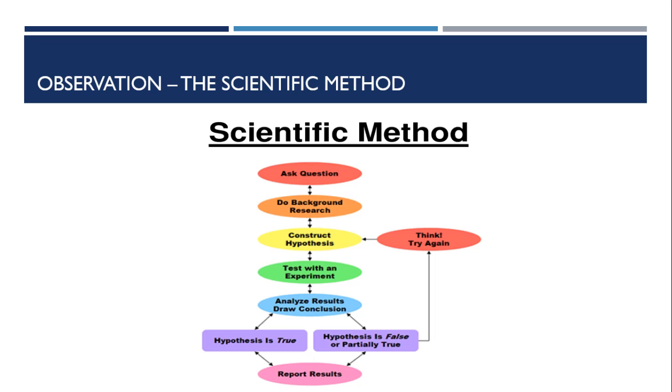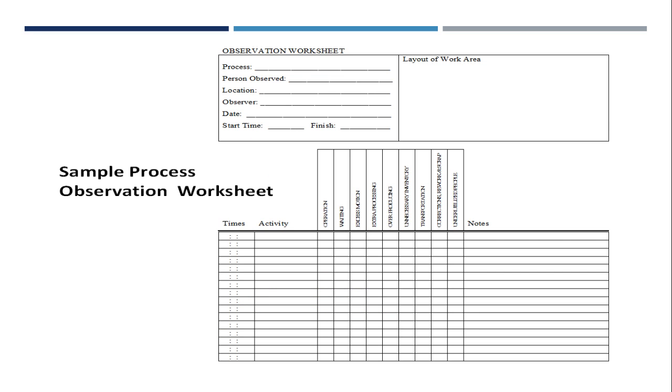For illustration, consider observing a simple process like making toast. What steps would you include in the process? How could you observe and track waste? What would you measure? Use this sample process observation worksheet or create one of your own and give it a try.